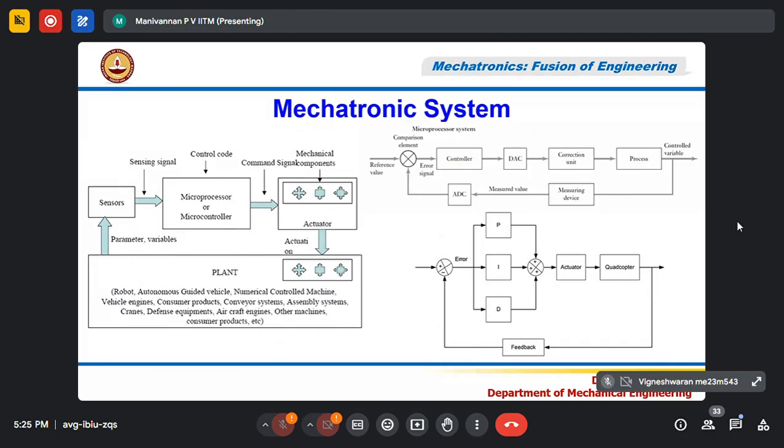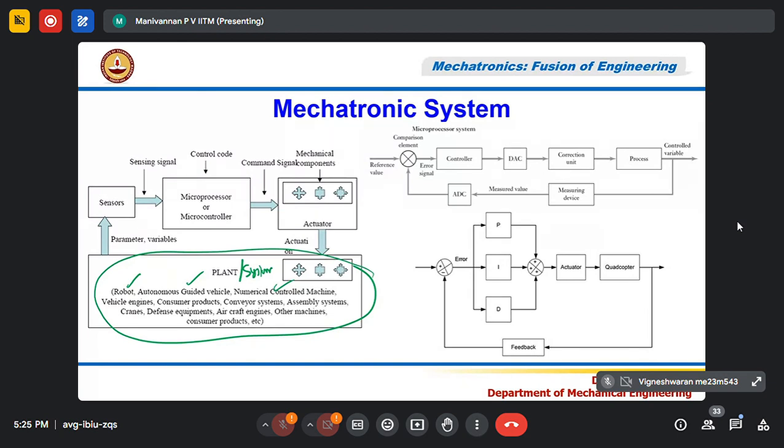Okay, if you see a mechatronic system, what all do you have? You have a mechanical system which is called a plant. Plant or system, this is the name used. Note down, it is called a system. The plant or system can be a robot, an AGV or a CNC machine, anything. Any mechanical product which is controlled by electronics and software is called a mechatronic product.